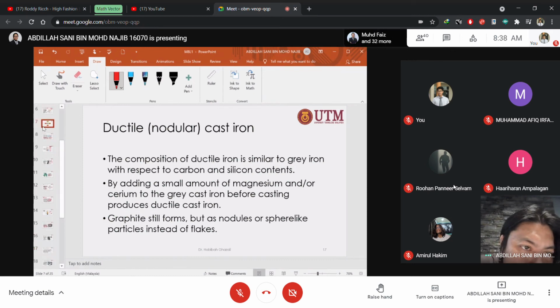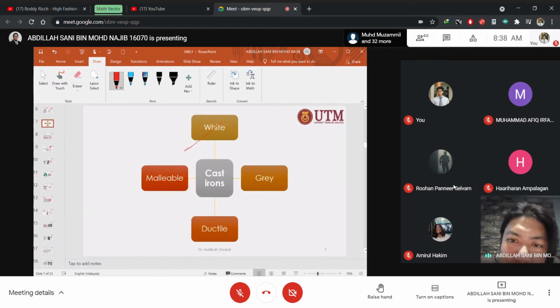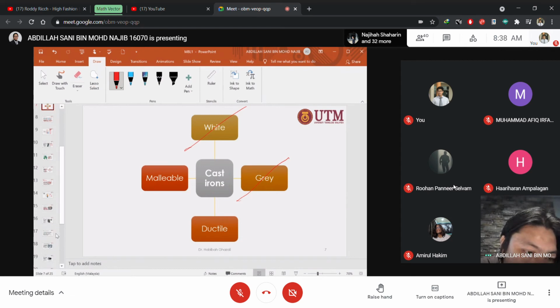The next, just now we have done the white iron and gray iron. So we go to the ductile.